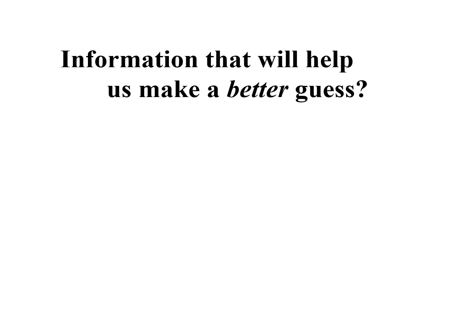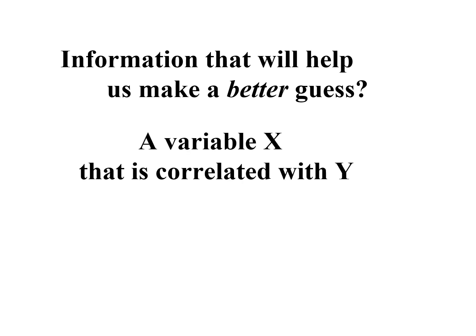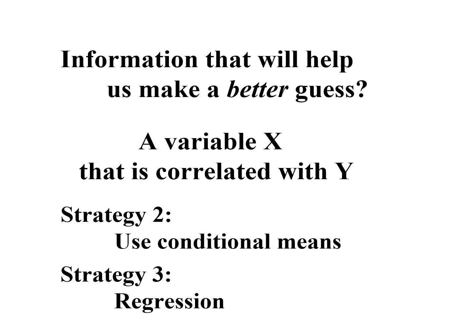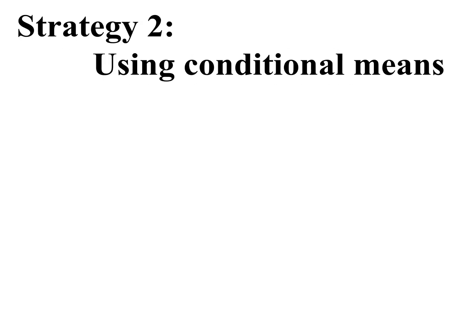Now you might be wondering, what sort of information is it that will help us make a better guess? As we'll see, if we have a variable x that is correlated with y, then we can use information about x to make a better guess about y. We'll discuss two strategies that use information about x to make better guesses. One strategy is to use conditional means. The other strategy is to use regression. We'll begin with strategy 2, using conditional means. I'm calling it strategy 2 because the first strategy we discussed was using the group means as an estimate.